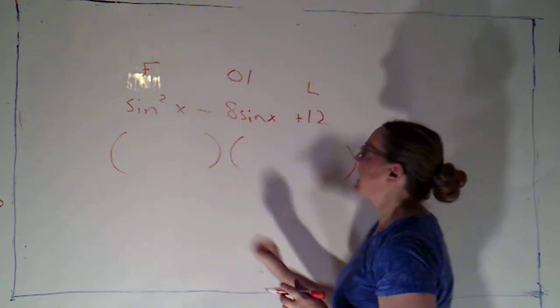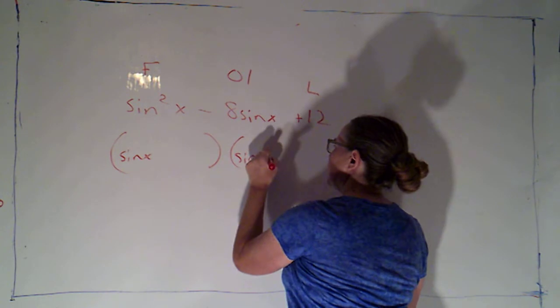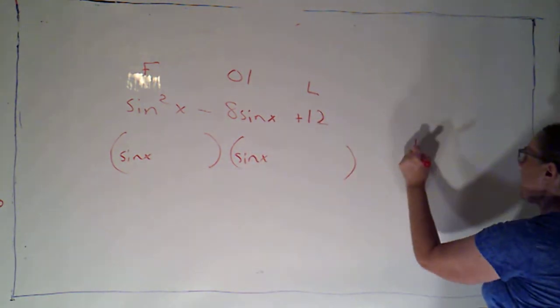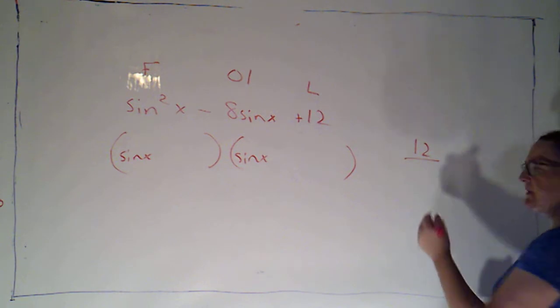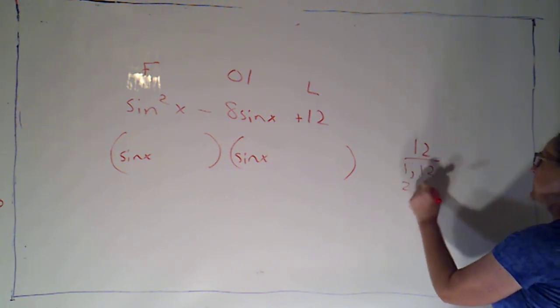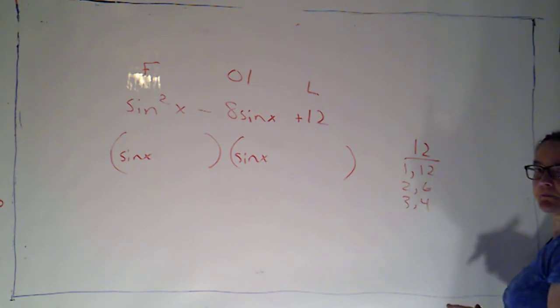In order to get a sine squared, I'm thinking I'd need a sine x and a sine x. Okay. Now, in order to get a 12, I've got more possibilities this time. So I'm just going to write them down in pairs. 1 and 12 would multiply to give me 12. So would 2 and 6. And so would 3 and 4.